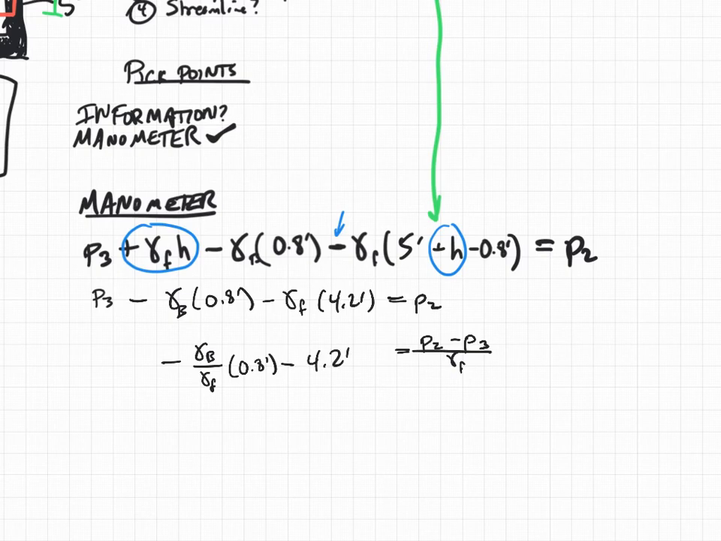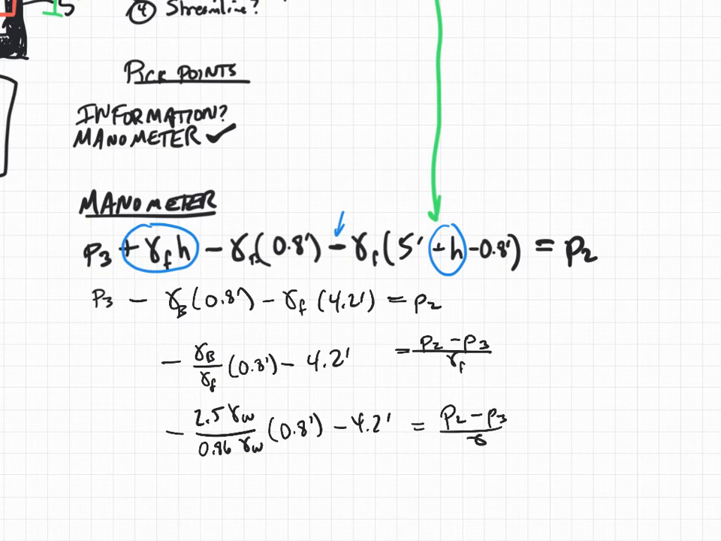Now we're going to note real quick that gamma B is 2.5 times gamma of water, and gamma F is 0.86 times the gamma of water. So 2.5 over 0.86 times 0.8 feet minus 4.2 feet equals P2 minus P3 over gamma F.